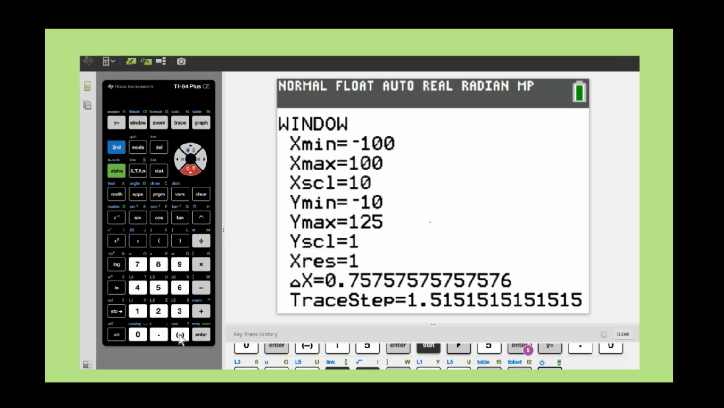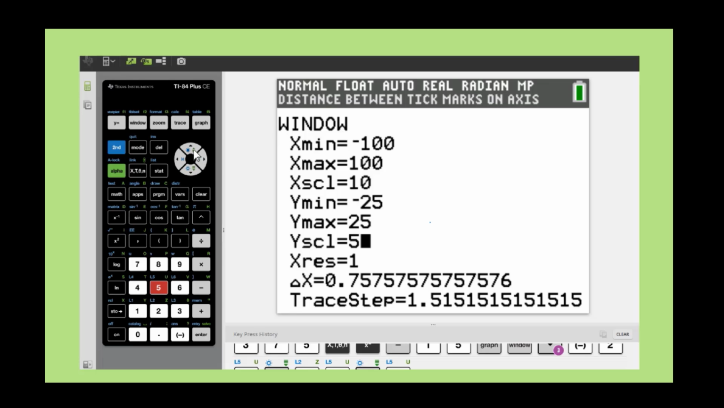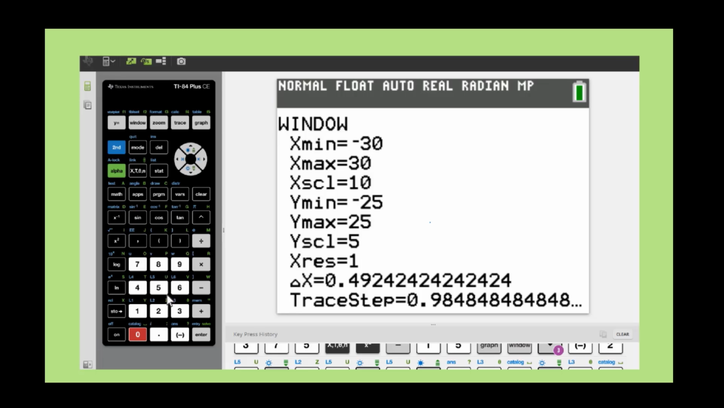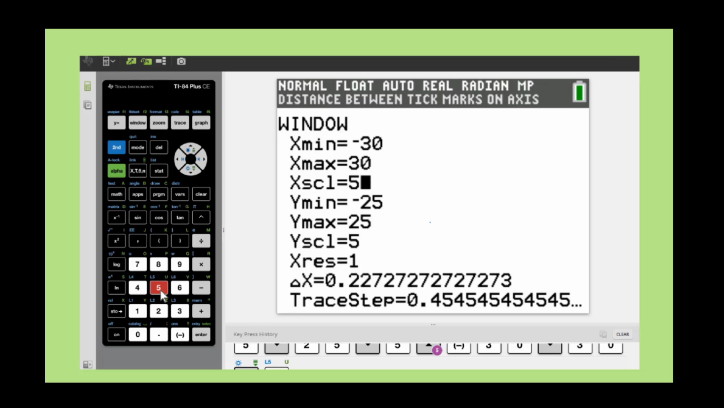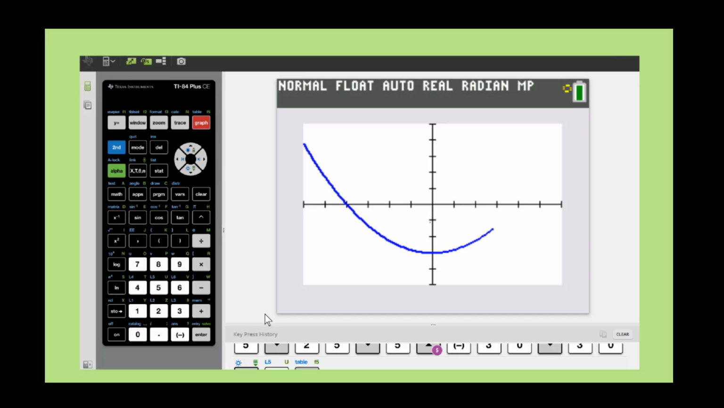So I'm going to put a negative 25 on the y min. And then on the y max, because we really don't need much, I'm going to go ahead and put 25, okay? I'm going to change the scale to 5. And same on the x. We're only going to 20 and negative 20, so let's make the window ideal. So let's put negative 30 as our x min and 30 as our x max, and then hit 5 for the scale. And then let's just hit graph and see what it looks like. There you go. There's your negative 5, 10, 15, 20, and then 5, 10, 15, 20. And then we're down at negative 15.